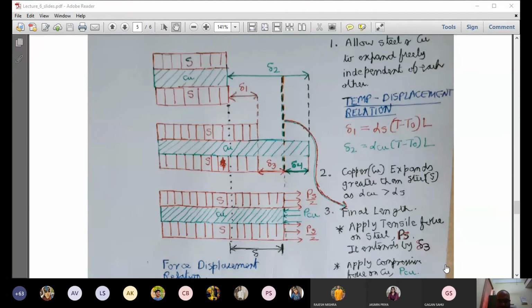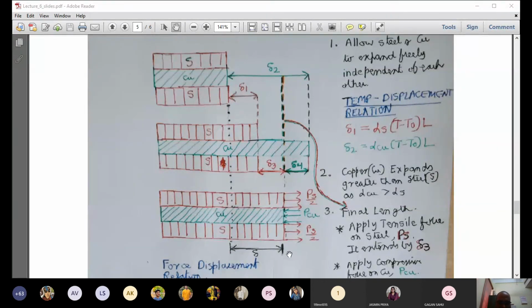Tensile strain will be equal to compressive strain. Look at the figure. There is a reason I'm giving it in colors. Delta 1 is the temperature displacement. Delta 2 is the temperature displacement. Here delta 3 is the force displacement. Delta 4 is the force displacement due to compression. And here, delta is the total delta. So you can tell me what the relation is.